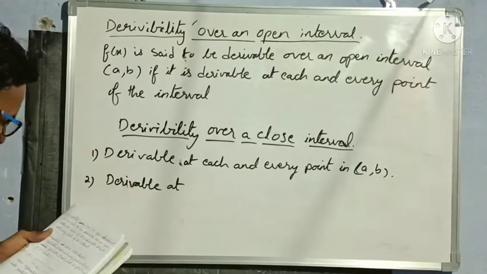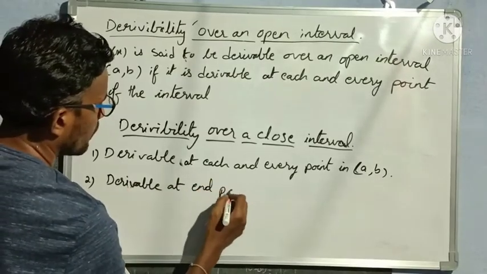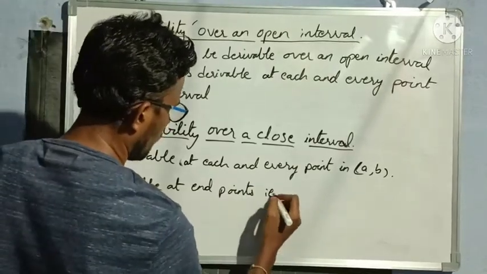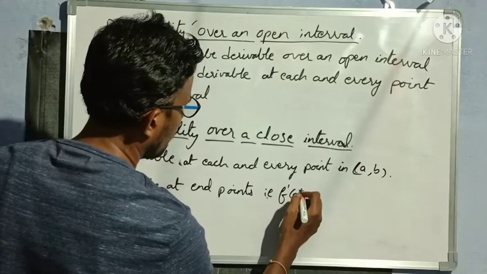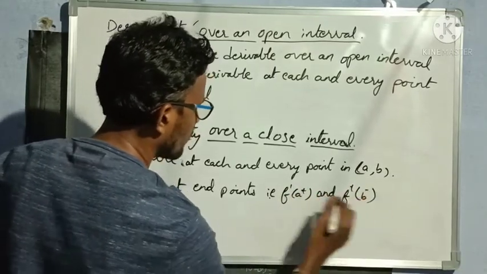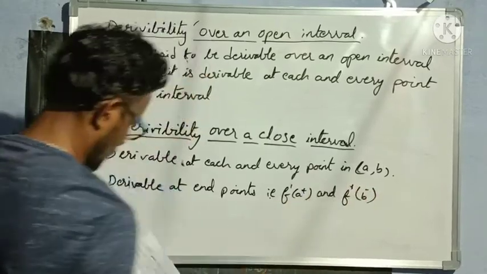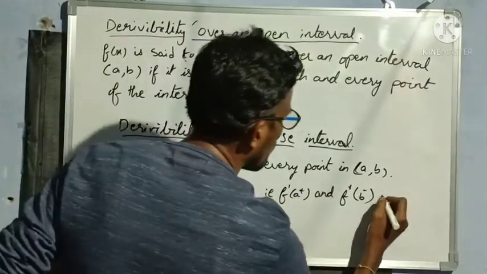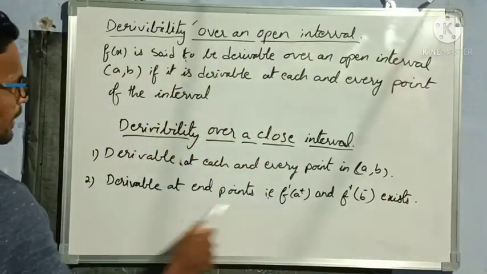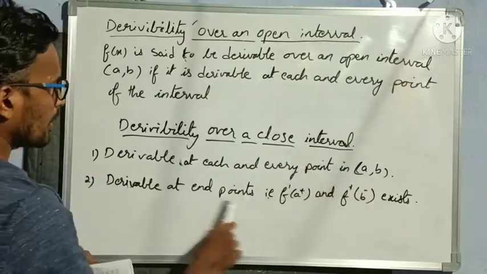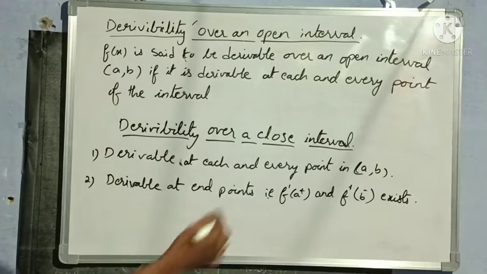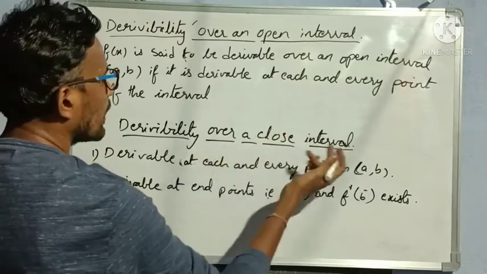Derivable at end points, that is, f dash of a plus and f dash of b minus exist. If this exists, then it should be derivable at each and every point, and also at the end points, that is f dash of a plus and f dash of b minus. Then only we can say that this function is derivable over a closed interval.